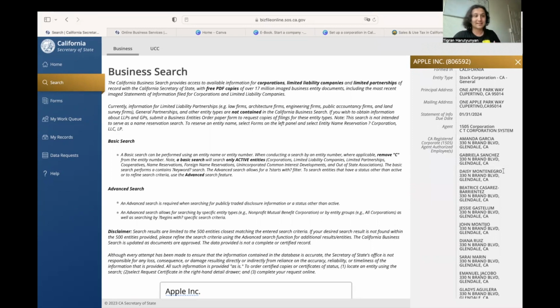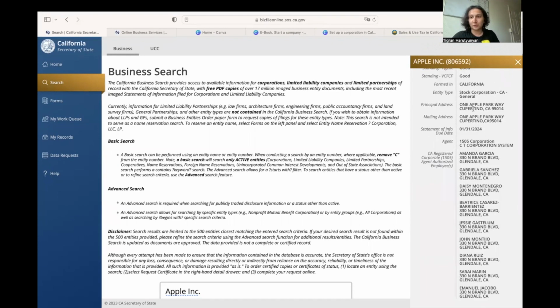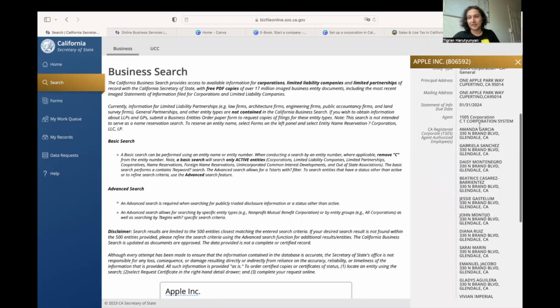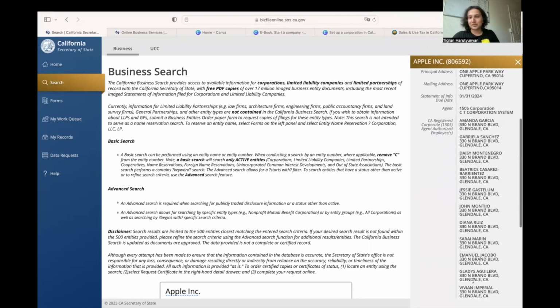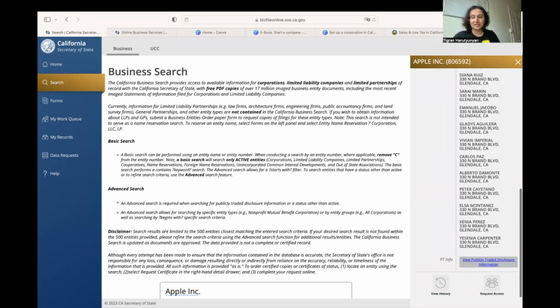These are people who will accept service of process. So if you want to file a lawsuit against Apple, instead of sending it to their mailing address or going to their principal address, you send it addressed to one of these people, and they have to accept it. So this is what a registered agent is. Also, Apple has their publicly traded disclosure available. Unless you're a public company, you won't have it here.